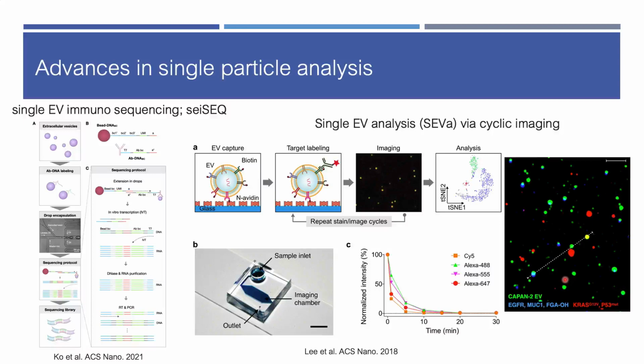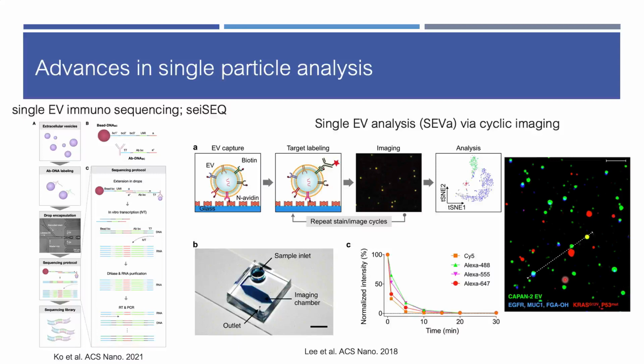And a lot of this work is in the group of Ralph Weissleder and Hakho Lee at Harvard. And on the right, you see their single EV analysis technique, where they basically bind EVs down to a surface. They target them, they tag them with different fluorophore antibodies, and then they remove those and do a second batch, and remove those and do a third batch. They call this sort of cyclic imaging.